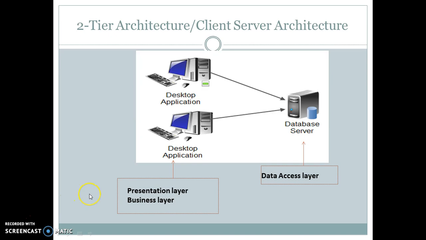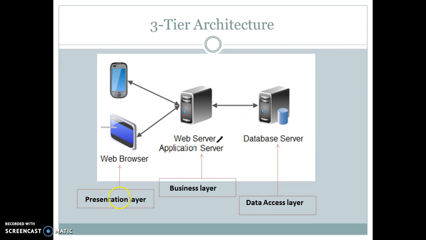Because of these disadvantages, three-tier architecture was evolved. In three-tier architecture, the presentation layer is present on the client machine. The business layer, the application logic, is present on the web server or application server, and the data access layer, the database, is present on the database server.